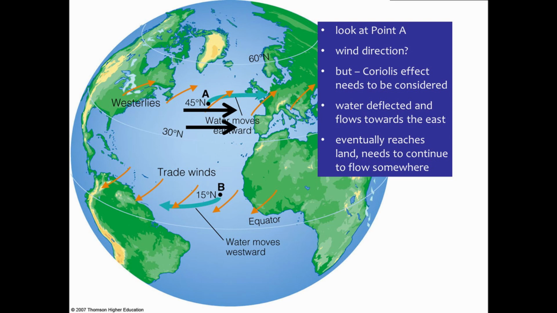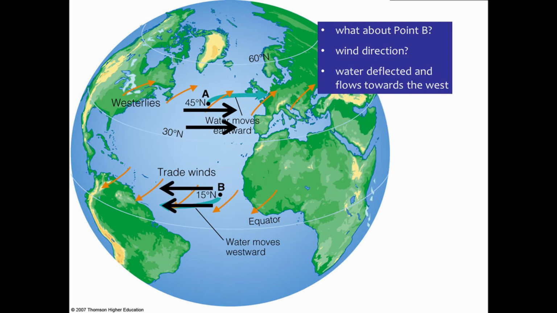And that water is going to continue to flow east, but eventually it's going to hit the coastline of Europe and Western Africa. When it hits that, it needs to go somewhere. That water can't keep flowing. And what happens then is it makes a turn and starts flowing down south along the coastline of Europe, along the coastline of Spain, Portugal, and along the coastline of northwestern Africa.